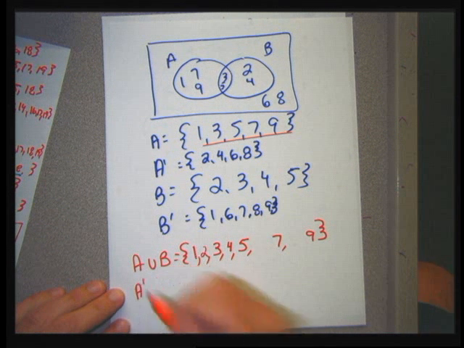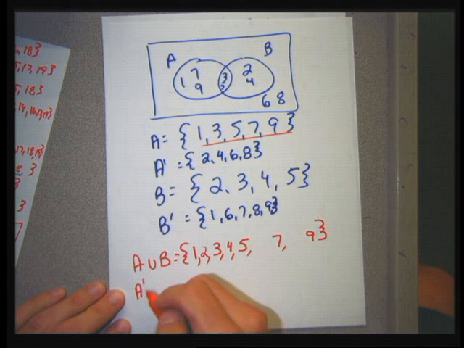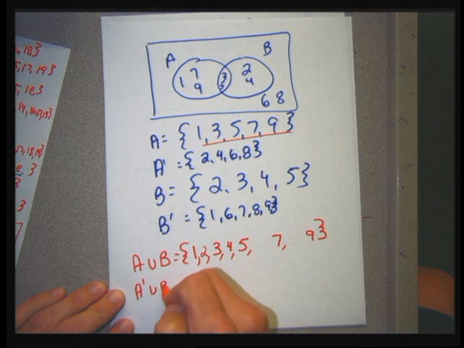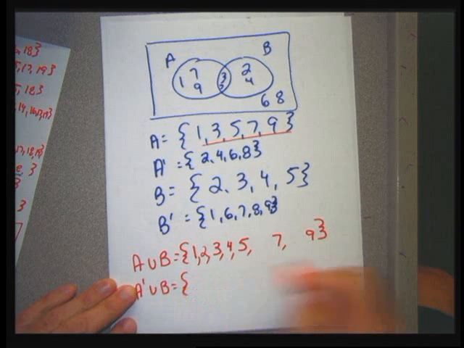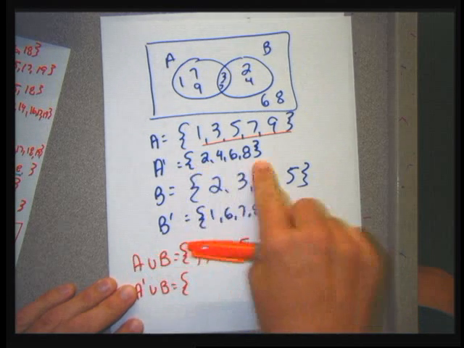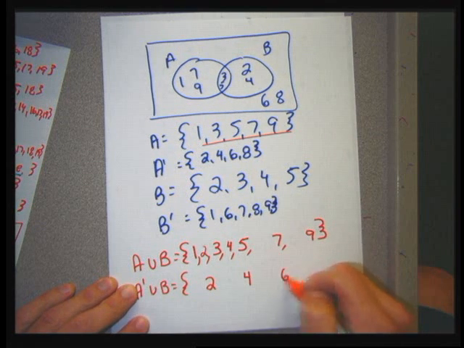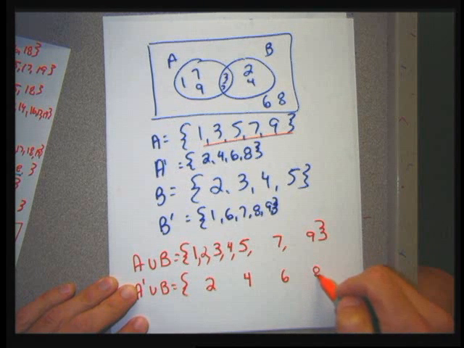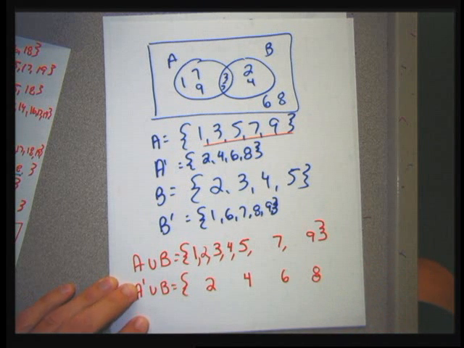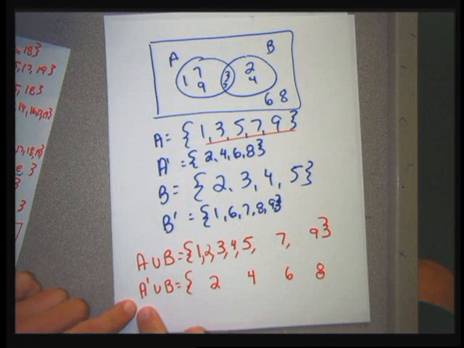The next thing on my list is A prime union B. I'll do it real similarly. I'm going to write down first my A prime set, which is 2, 4, 6, and 8. Leaving room just in case I have to add. I don't really know what I'm going to add yet, but I'll add it in a second. So there's A prime. Now I'm going to union it with B.